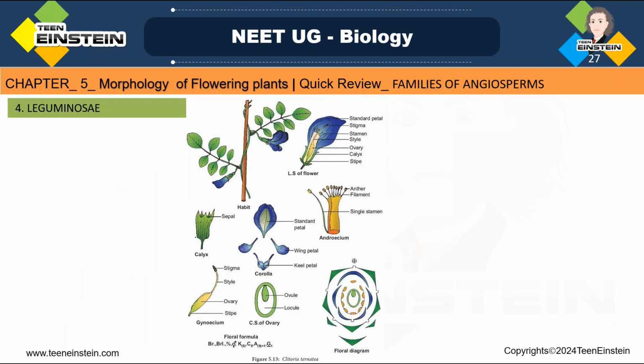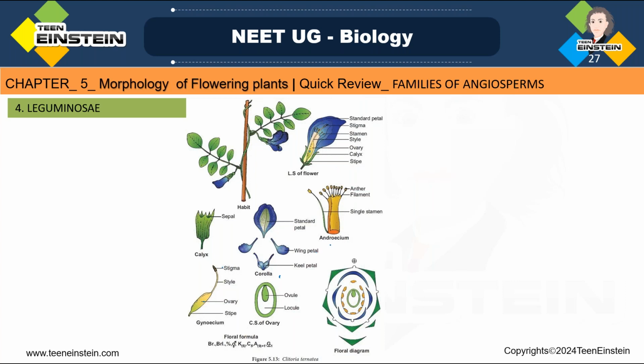And here you may get confused, like in pea plant or Leguminosae family, we said this is the floral diagram of Clitoria. Okay, so here you can see the standard petal, wing petals, and keel petal. And here this is the condition of gynoecium, the ovary, style, and stigma, and here you can see the calyx which is covering. This is a standard petal, that big blue one.